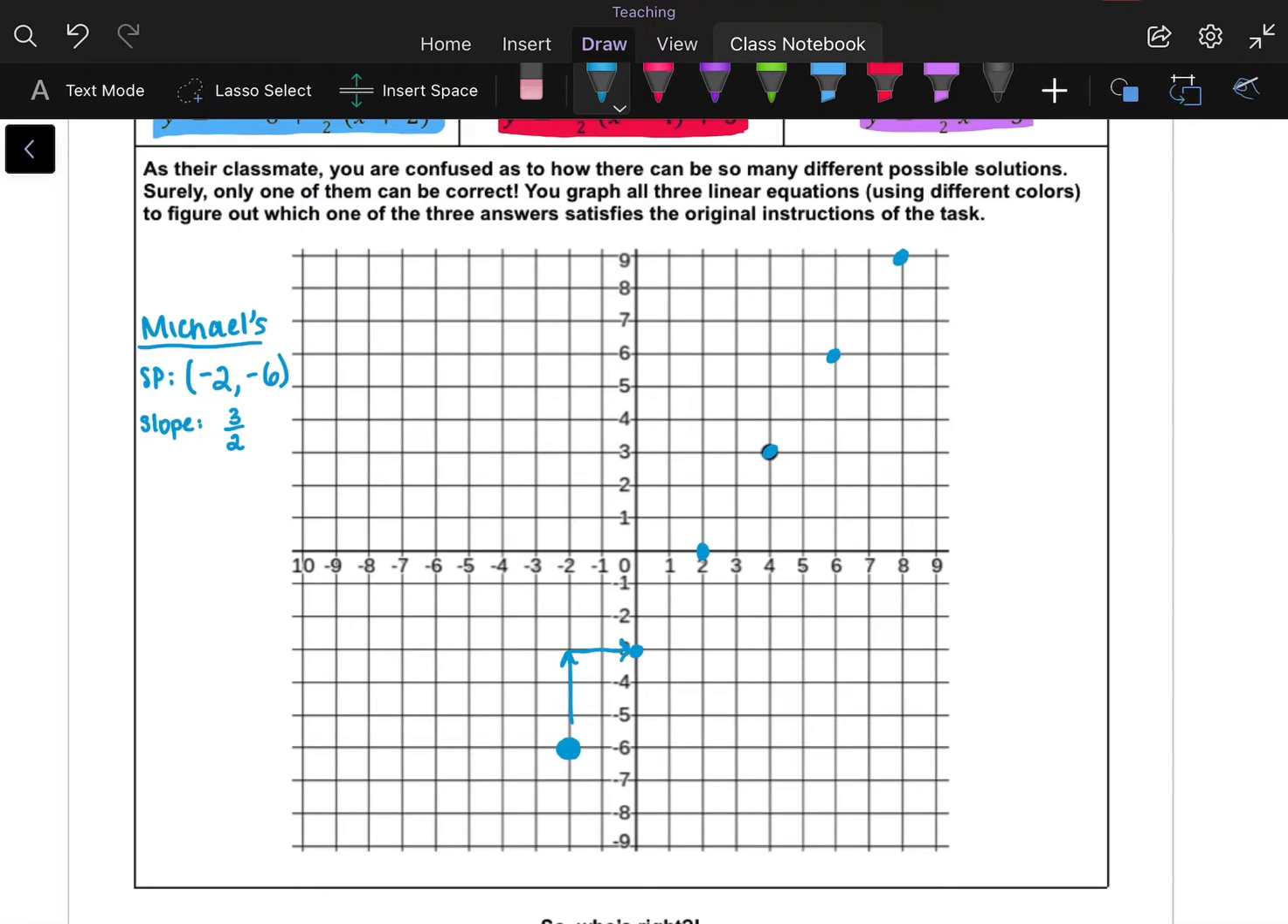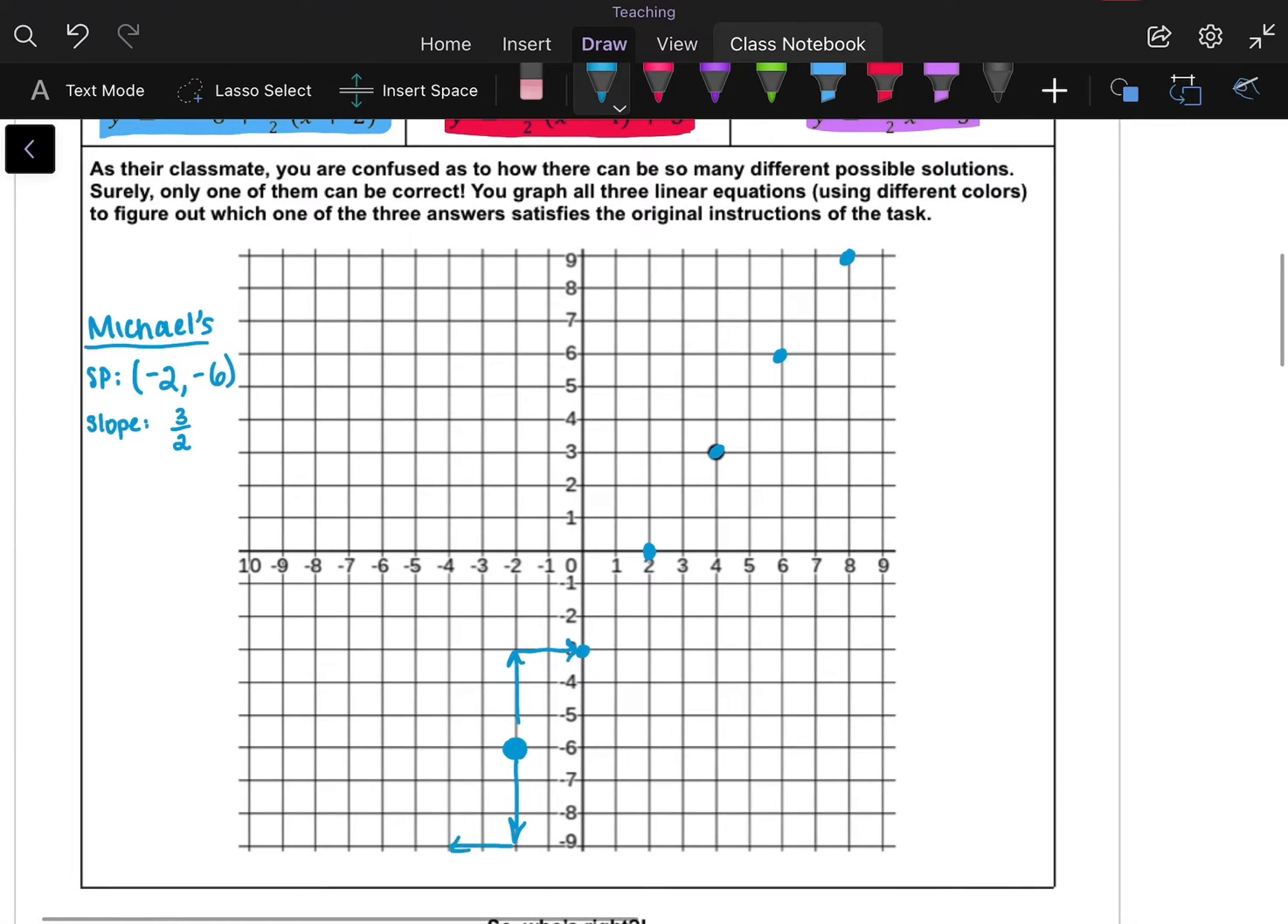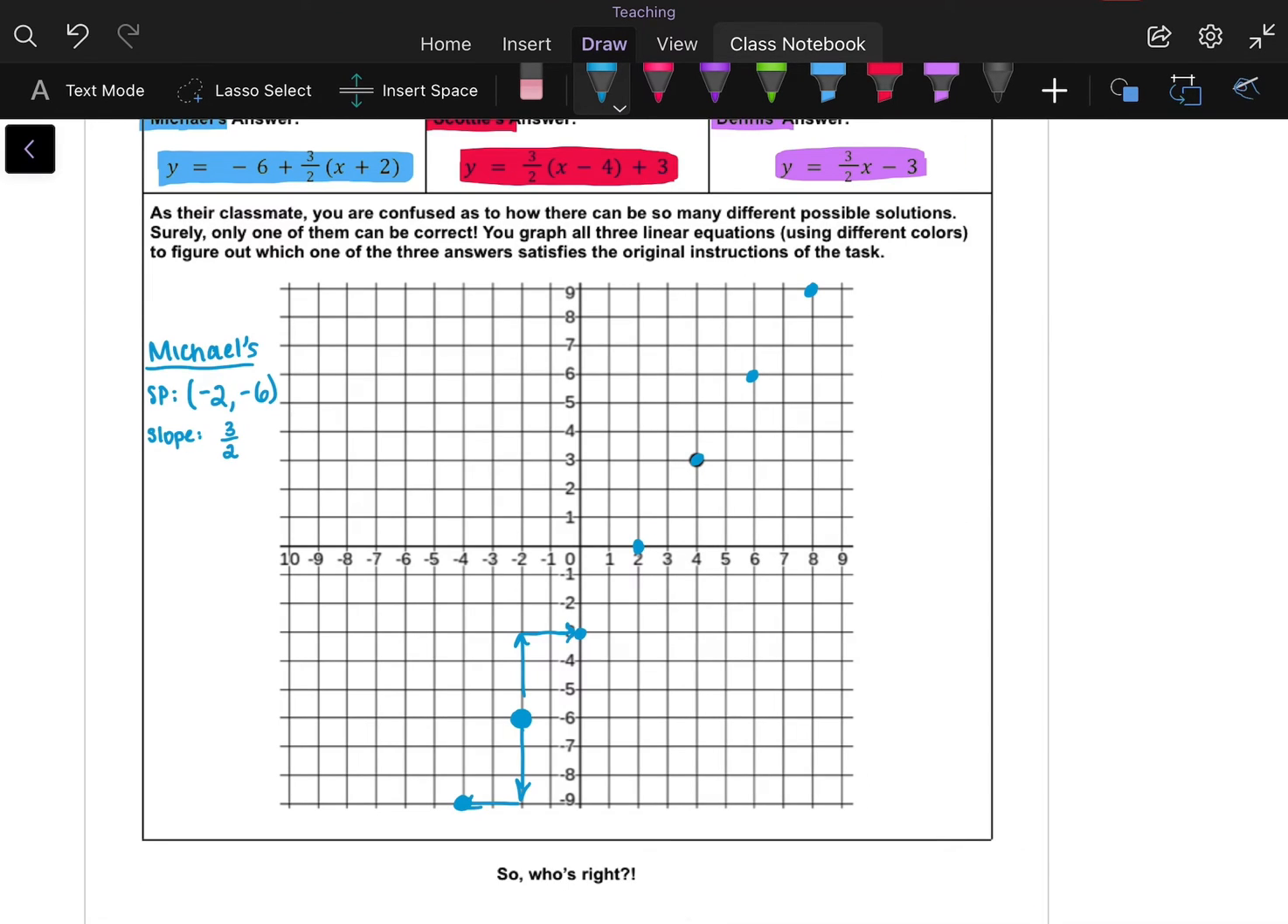Alright, that's as far as I can go in this direction. So let's go back to our starting point and go the opposite way. So down 3, left 2 now. That'll put us right here. And now we can connect all of our points. Again, you want to make this a straight line going through each of these points. Alright, so there is the line for Michael's equation.